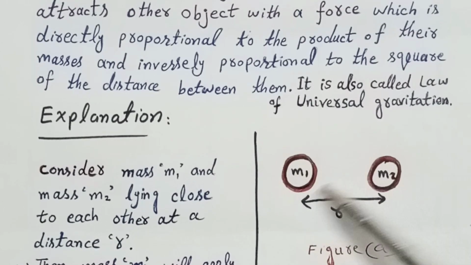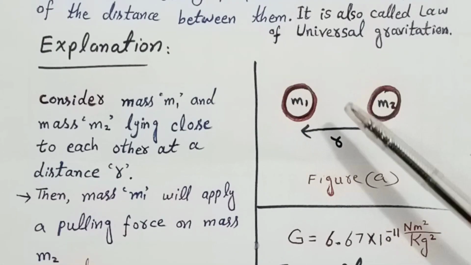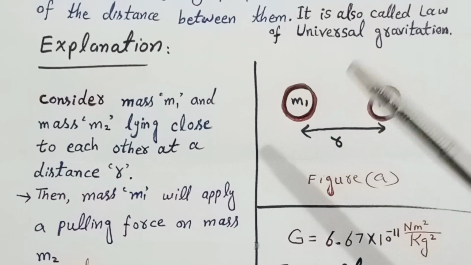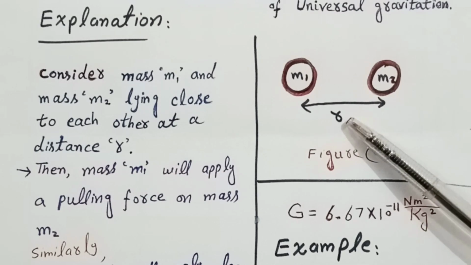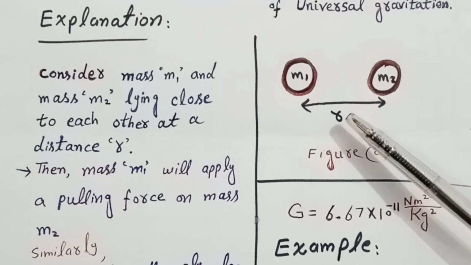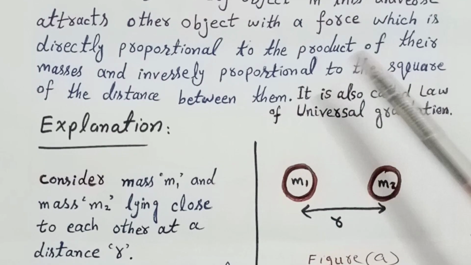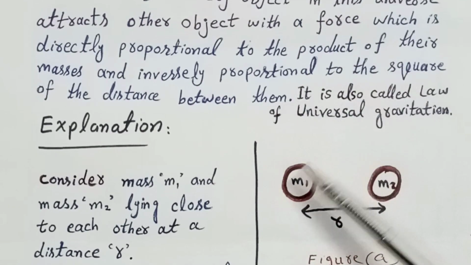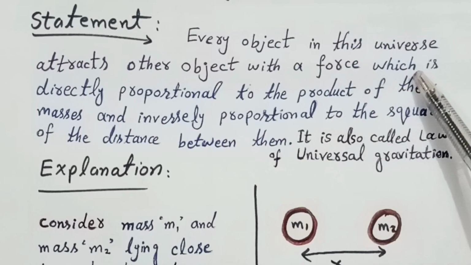If their masses are larger, they will apply larger force. If their masses are small, then they will apply smaller force. In the same way, if they have larger distance between them, they will apply less force. If they have smaller distance, then this gravitational force will be larger. So the next part of this law is telling about how much force, it is telling about quantity.